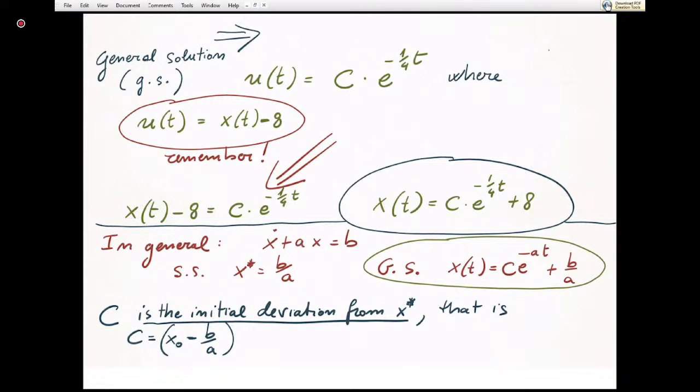Okay? It is more interesting to rewrite the solution in terms not of an arbitrary generic constant c, but by computing a particular solution. That is, if we want that this at the initial time is x0, which is a parameter, a number, then we realize immediately that our arbitrary constant c here is just the initial deviation of our variable from its steady state level, okay?